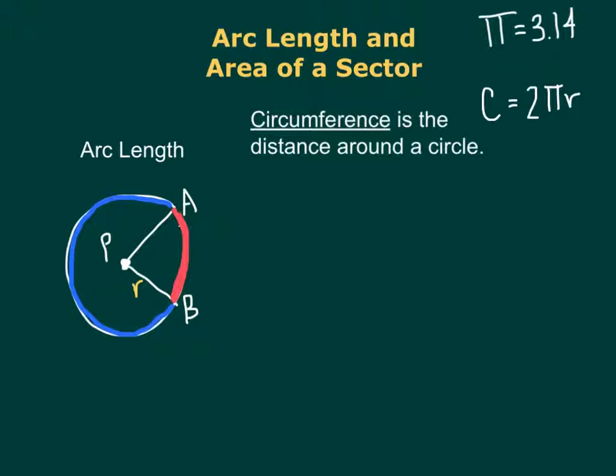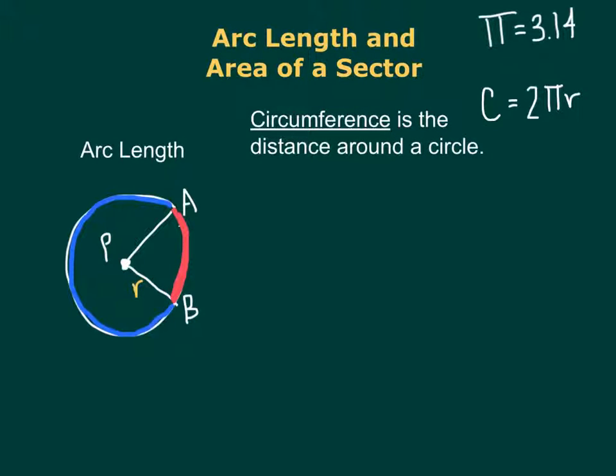And to find that, we need to know the radius of the circle. So the equation itself is circumference is equal to twice pi times the radius, and we are going to use 3.14 for the value of pi.